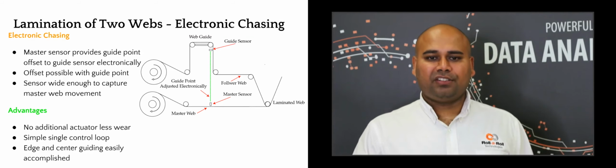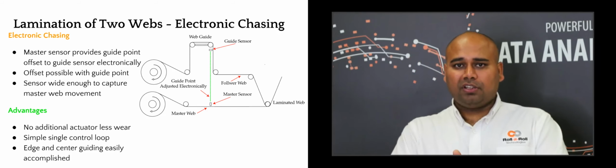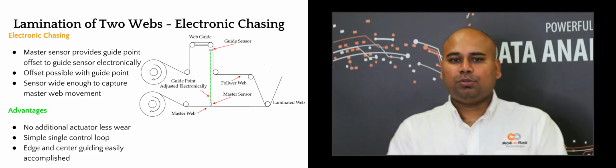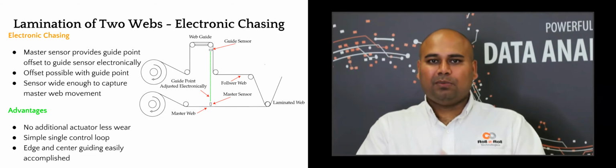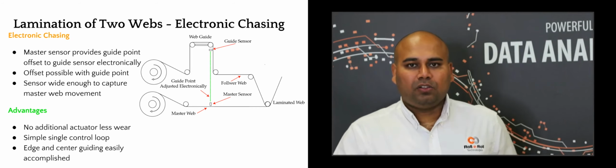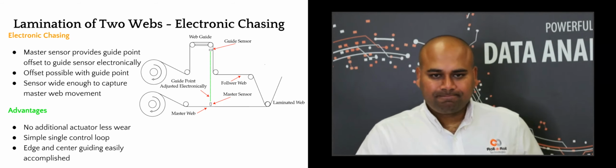So you have a sensor in the bottom, the master sensor, that is going to look at the position of the master web, and then it's going to provide a guide point adjustment to the sensor on the top, so that whenever the master web moves, the top guide point of the top web sensor also moves, and that makes sure that these two webs are coordinated.